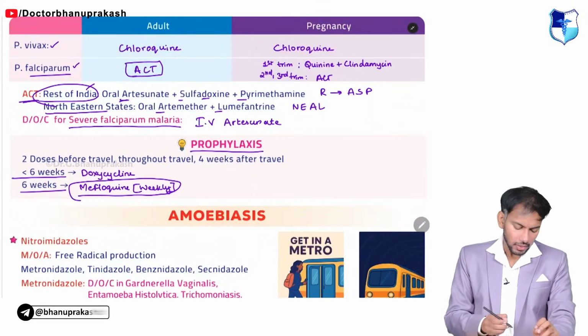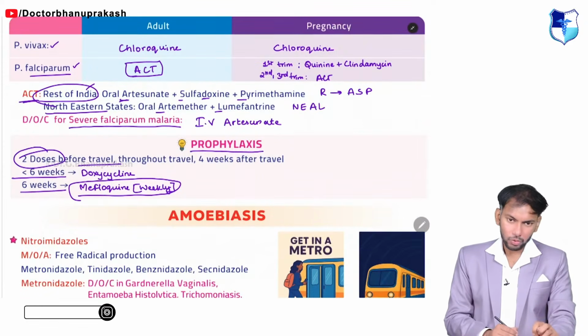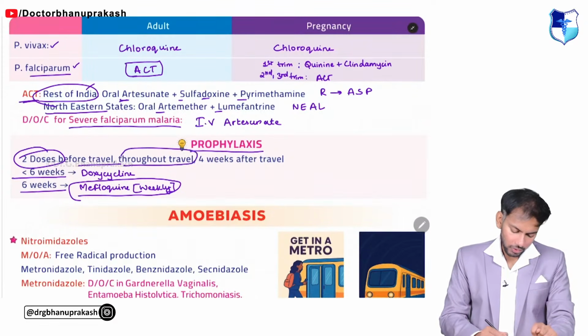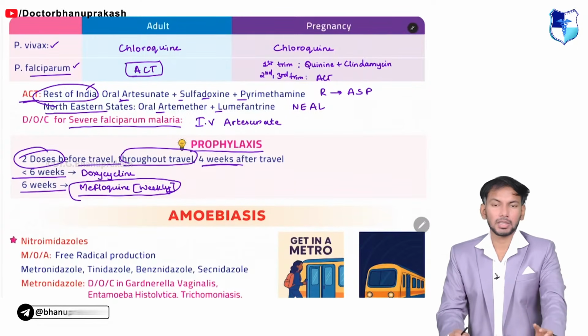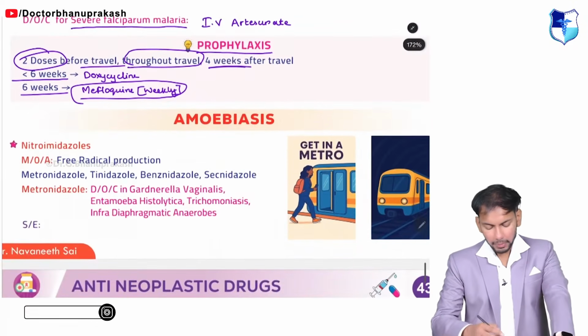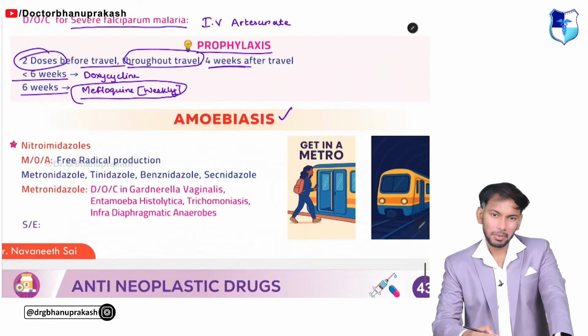Now, how do you give this? Before the travel, you have to give at least 2 doses and you have to continue throughout the travel. After coming back also, you should treat them for 4 weeks. That's all about malaria. Now, coming back to amoebiasis.